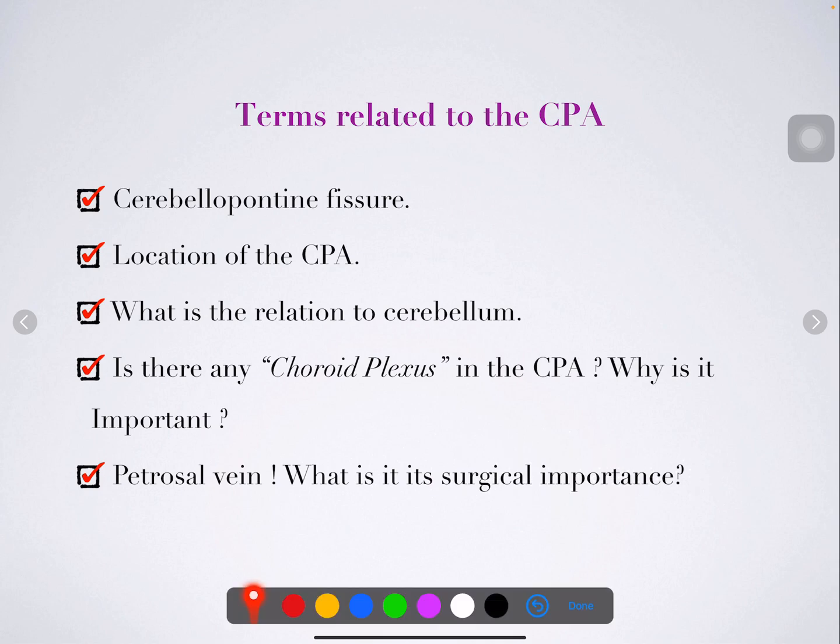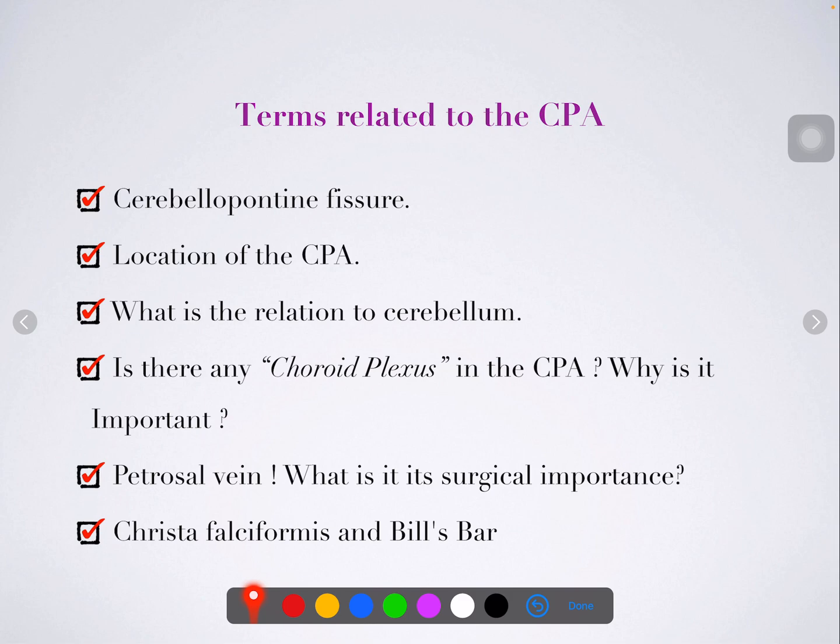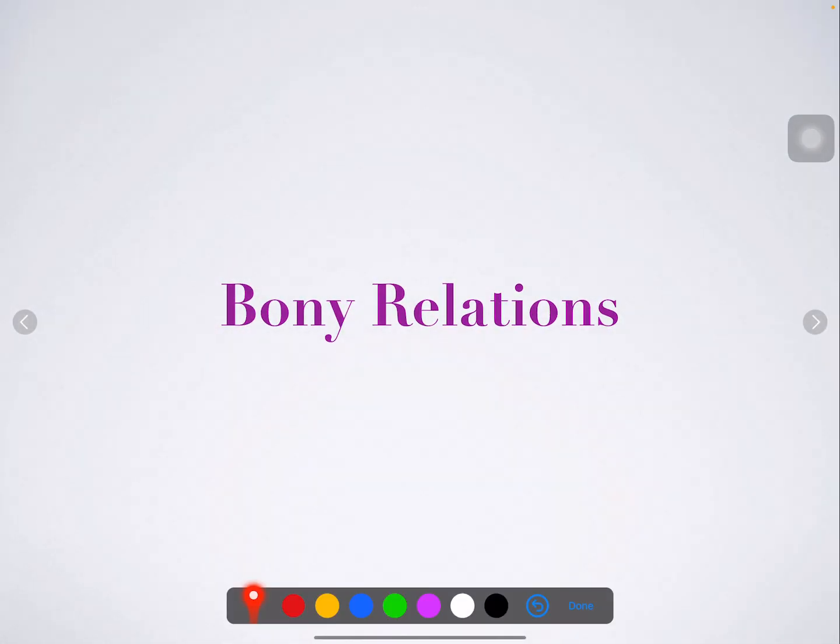What's the petrosal vein, and what is the surgical importance of the petrosal vein when we discuss the Cerebellopontine angle? And what is the crista falciformis, or the transverse crest, and the Bill's bar, or the vertical crest, and why are they important to know about? As you can see, there are lots of surgical implications to the Cerebellopontine angle. In addition, there are three neurovascular complexes that are present in the Cerebellopontine angle, and each can be addressed in a different way surgically.